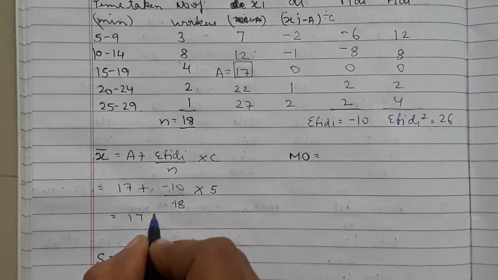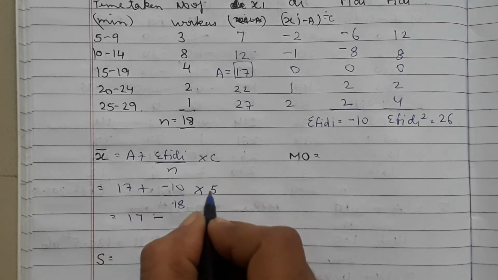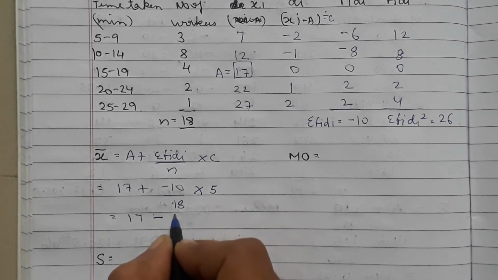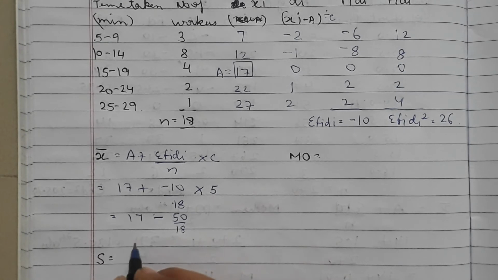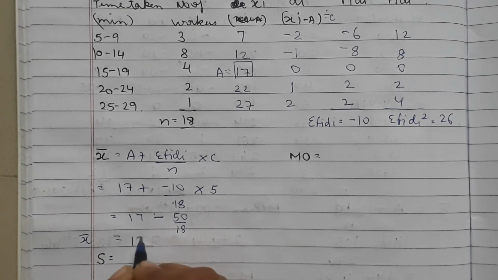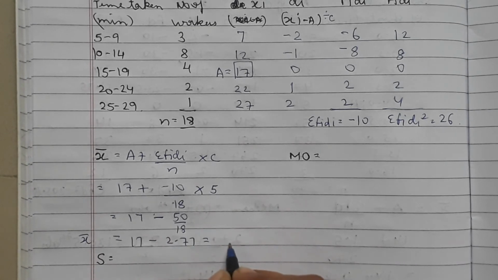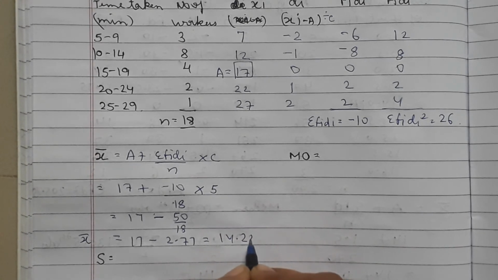17 plus minus, it will become minus, we will do multiply first, that is 50 divided by 18. So answer x bar we have got as 17 minus 2.77, taking up to 2 decimals. So x bar we have got as 14.22.